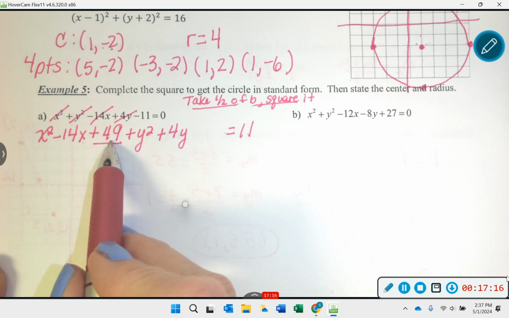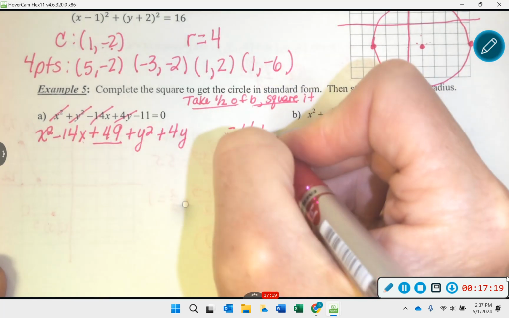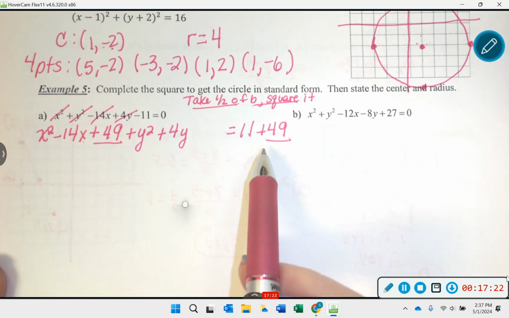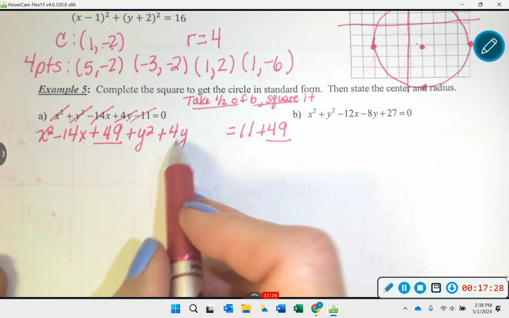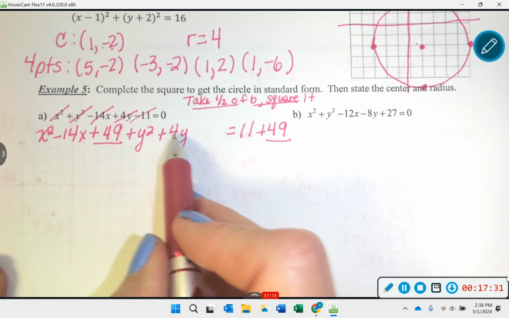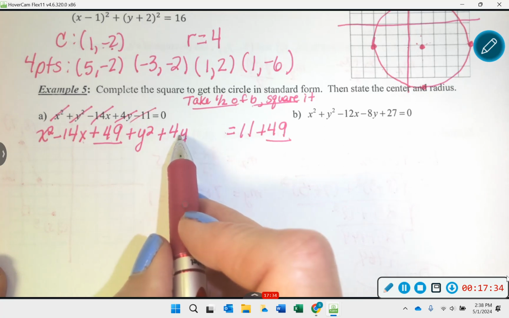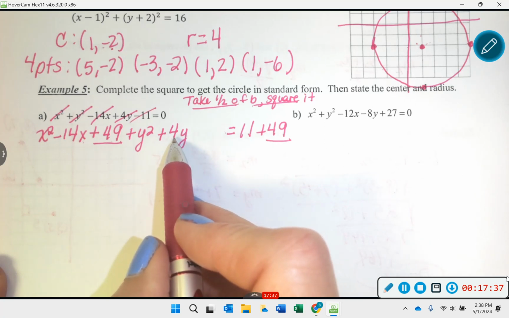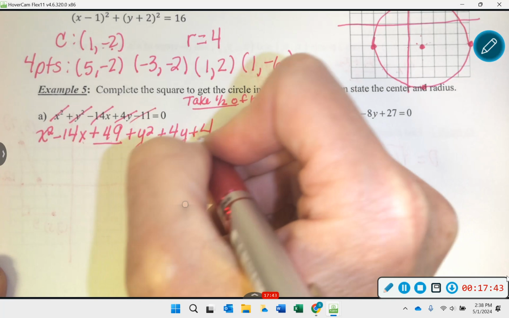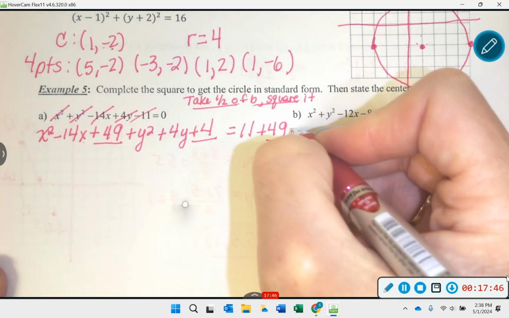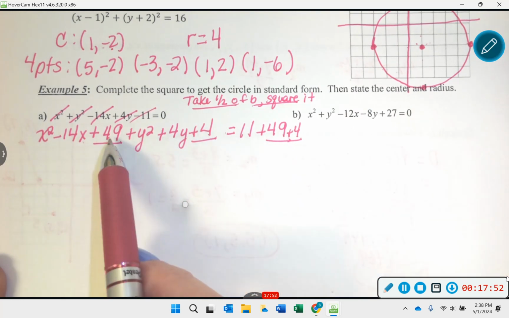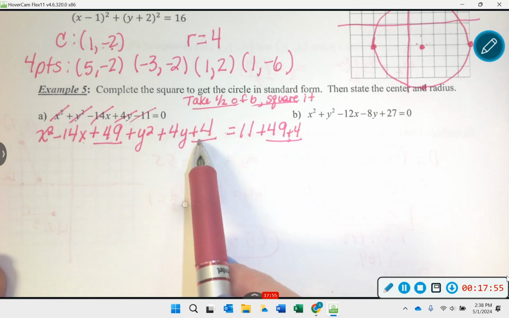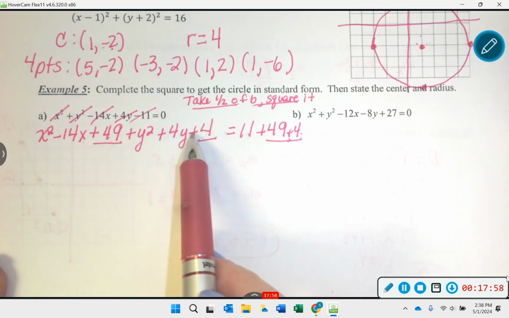Well, if I'm going to just add 49 to this left side, I have to add 49 to the right side too to keep it equal to what I started with. Okay? Here's another b value. B is the coefficient of the non-squared term. What am I going to add to the left side if I take half and square it? Half of 4 is 2, squared is 4. So I'm going to add 4 to the left side. And if I'm going to add 4 there, I have to add 4 here. I have to do that to both sides to keep it equal. See how I added 49 to the left and the right, added 4 here and here. Everything else is just what I started with.